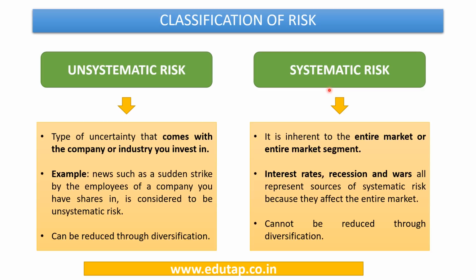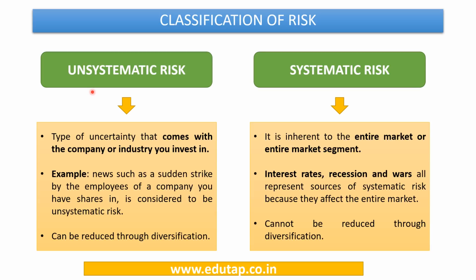For example, the interest rates, the recession, and the global wars. These are the factors which are going to affect the market in general. So these are the general risks which are always going to influence the market. These risks cannot be reduced through diversification. This we'll understand better after understanding unsystematic risk.